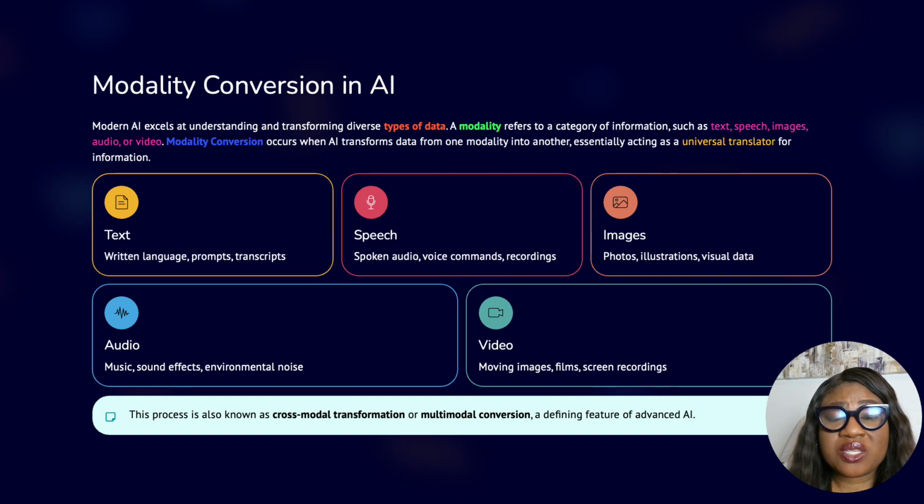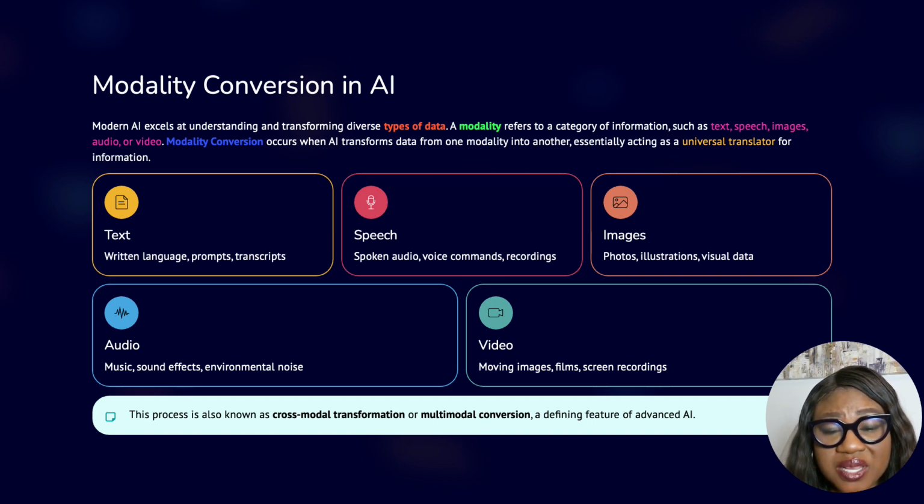When we're talking about text, we're talking about a type of data that is written language, prompts, or transcripts. When we're talking about speech, we're talking about spoken audio, voice commands, or recordings. On the other hand, when we're talking about images, we're talking about photos, illustrations, or visual data. When we're talking about audio, we're talking about music, sound effects, or even environmental noise. Also video, that means moving images, films, or screen recordings.